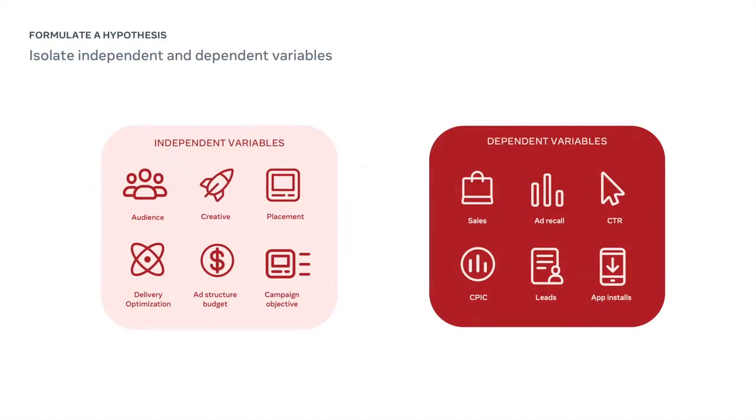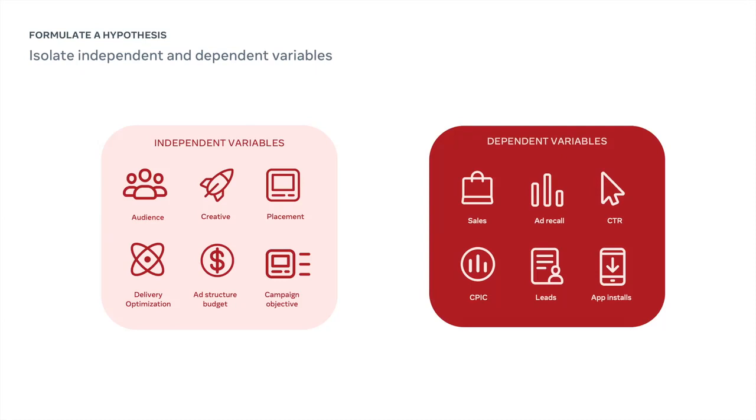To formulate your test hypothesis, choose a variable to test. In other words, isolate the independent variable and dependent variable that your test will feature. The independent variable should have a meaningful effect on the dependent variable. Some examples of independent variables are audience, creative, placement, delivery optimizations, ad structure, budget, or campaign objectives.